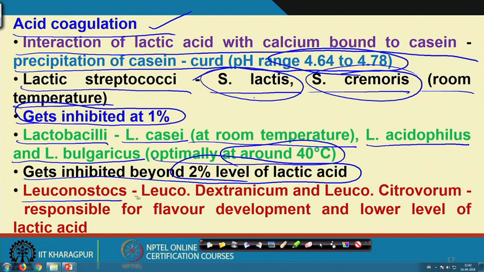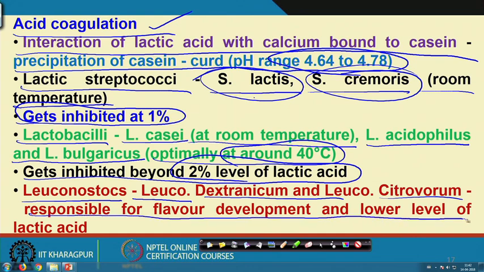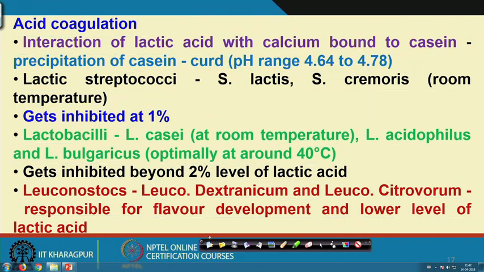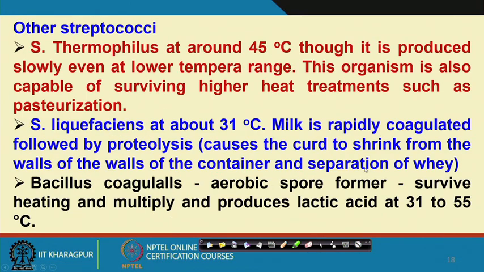Leuconostoc species like Leuconostoc dextranicum and Leuconostoc citrovorum are responsible for flavor development at a lower level of lactic acid. So, these are some acid coagulation or acid forming organisms which you can use knowingly.